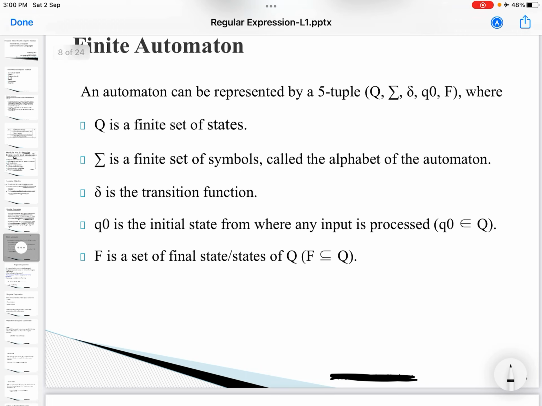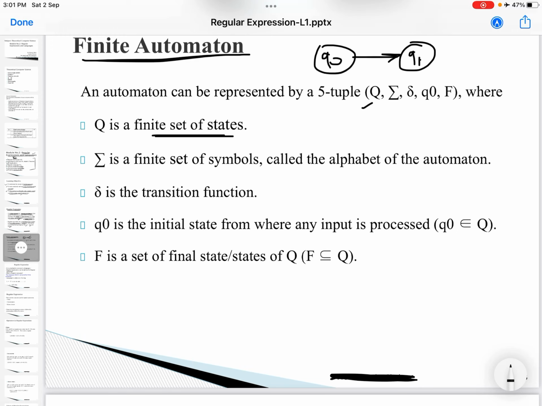So finite automaton. What is a finite automaton? A finite automaton can be represented by a five tuple where Q stands for a finite set of states. This is something you will understand in module 1. Suppose this is a five tuple. The finite set of states are Q0 and Q1.